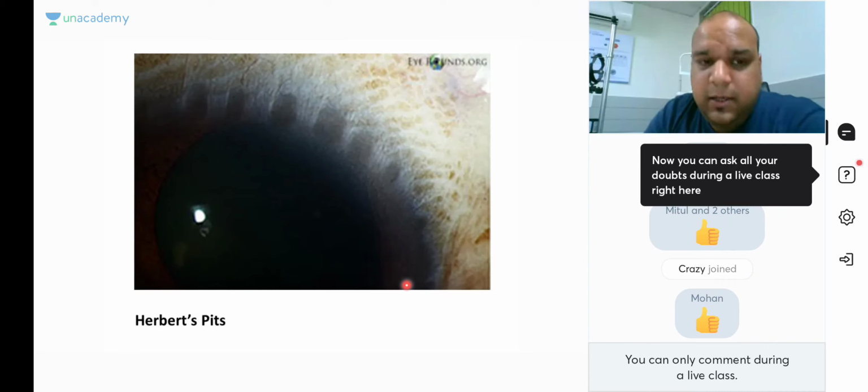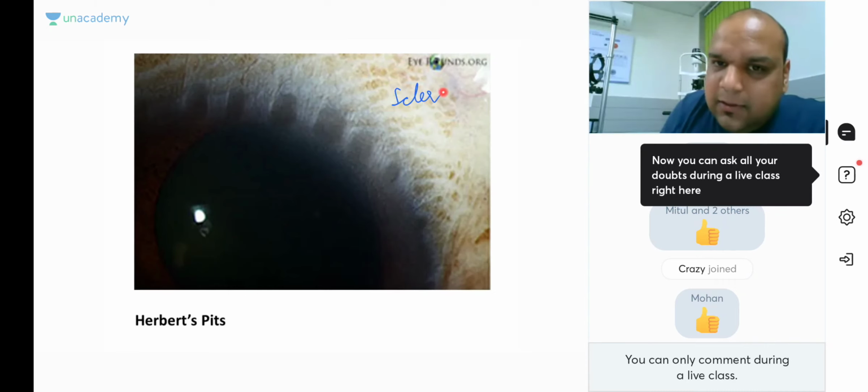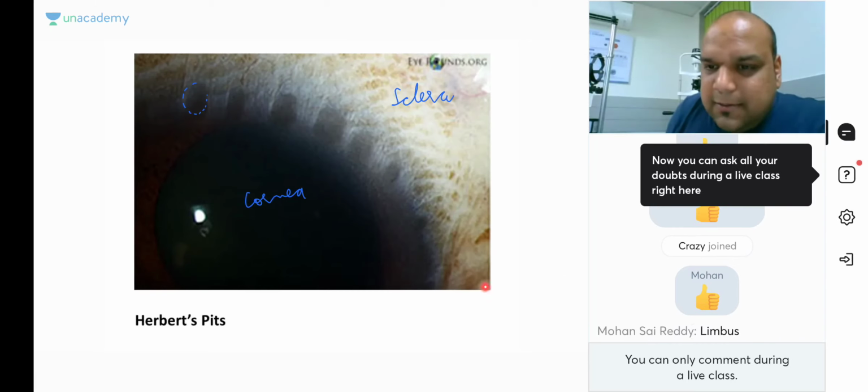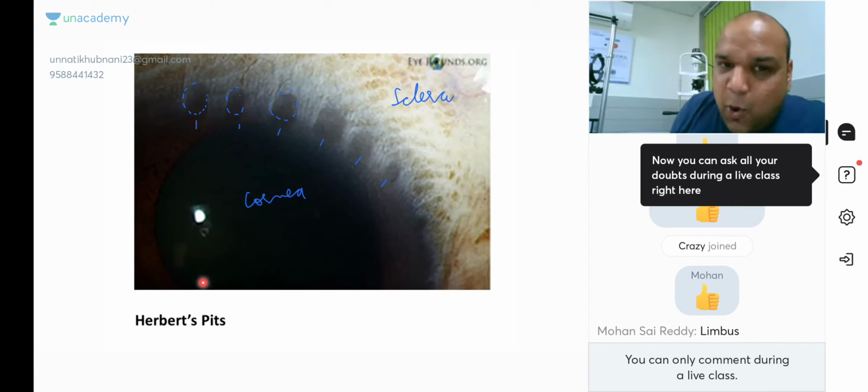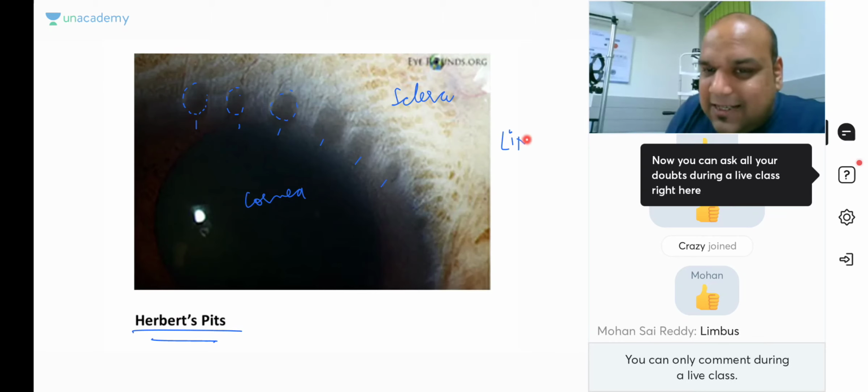Everybody, where do we see the lesion? This is our sclera. This is our cornea. Do we see some kind of pits here, everybody? Yes, very good, Mohan Sai. Do we see some kind of pits at the limbus? 1, 2, 3, 4, 5, 6. Yes. So the diagnostic here is that the lesion is at the limbus.